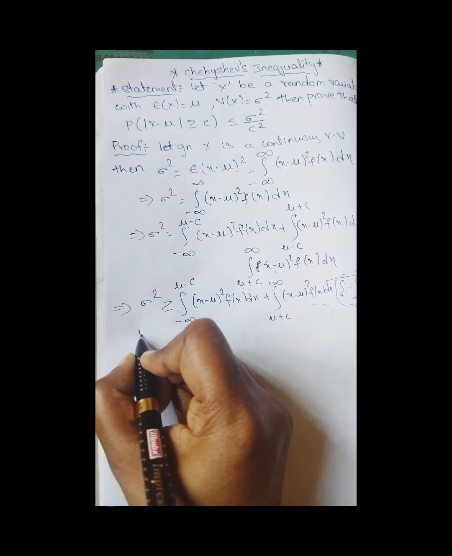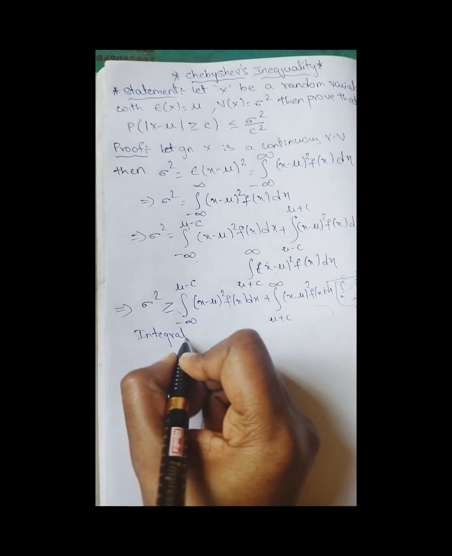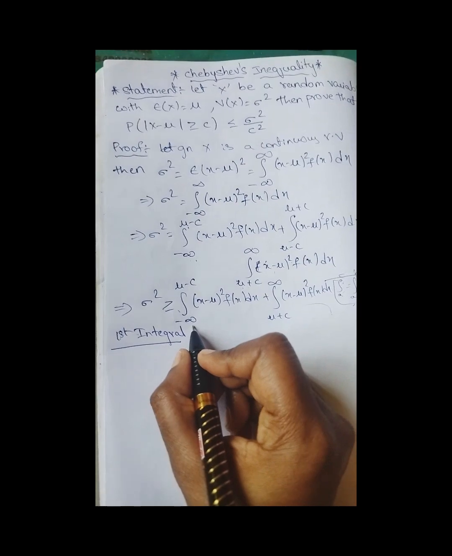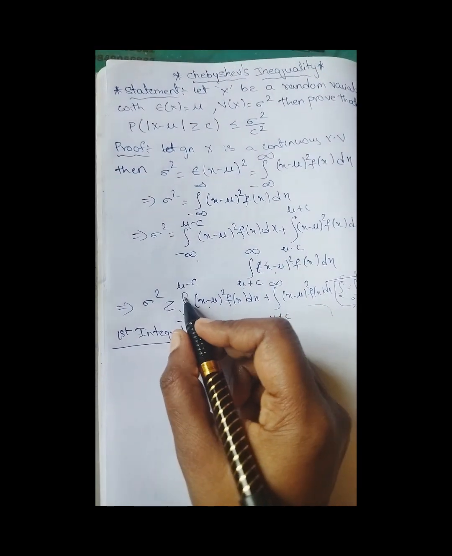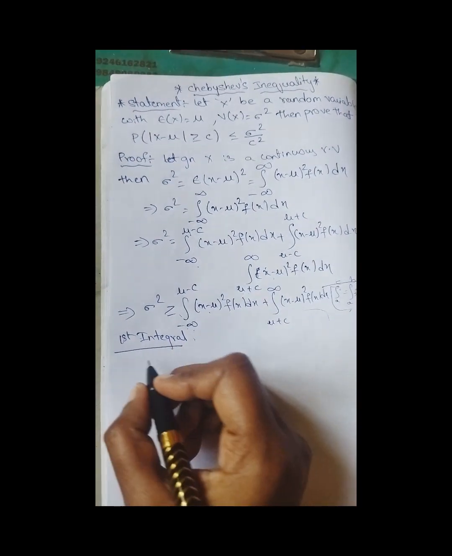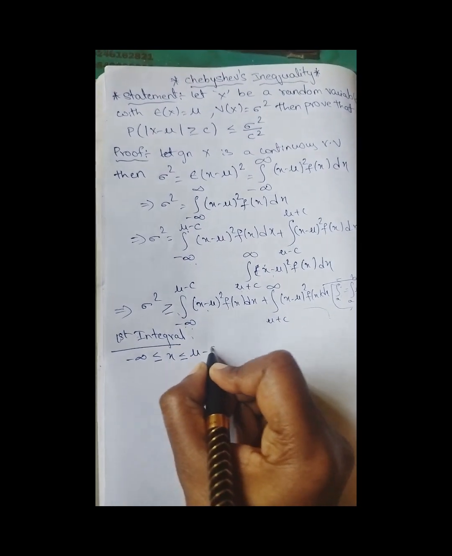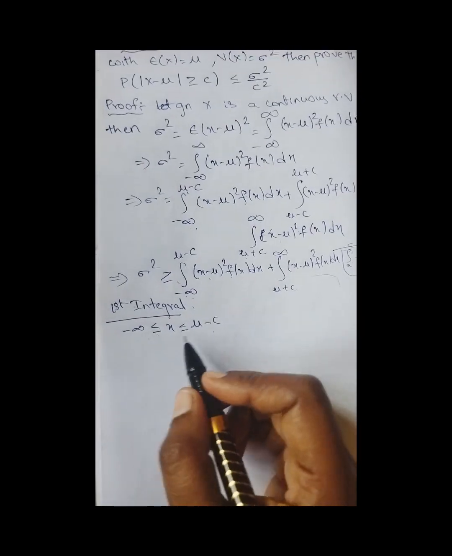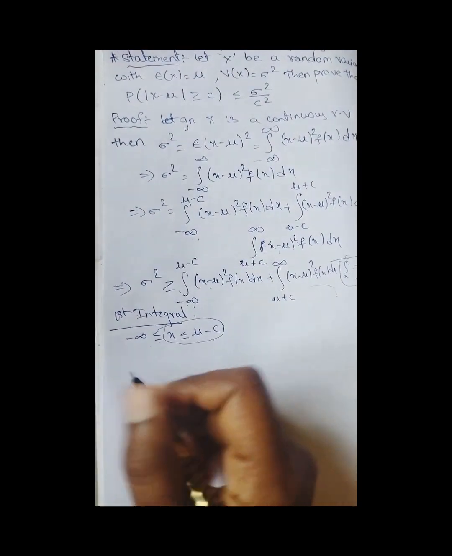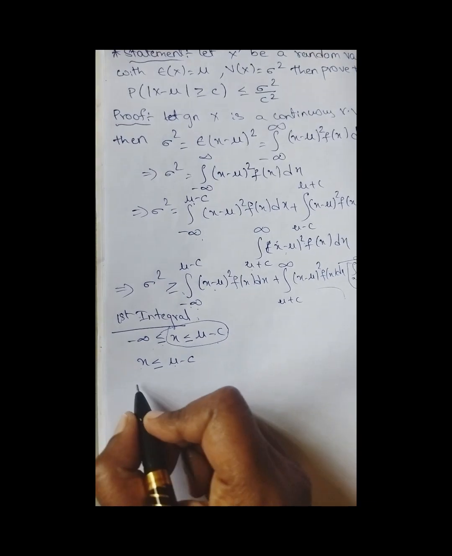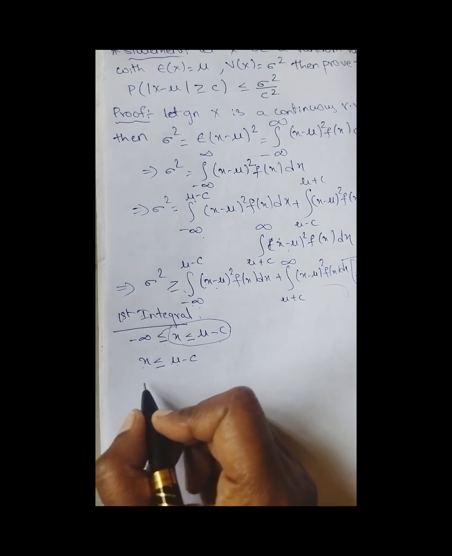First integral, I am taking integral part 1, from the first integral. What are the limits we have? X limits are from minus infinity to mu minus c. That only I am going to take here. So, minus infinity less than or equal to x less than or equal to mu minus c. So x lies between these two limits, right? In that I want only this part, so I will take x less than or equal to mu minus c. Now, I am sending mu to the left hand side. Positive mu, if we send to the left hand side, becomes negative.